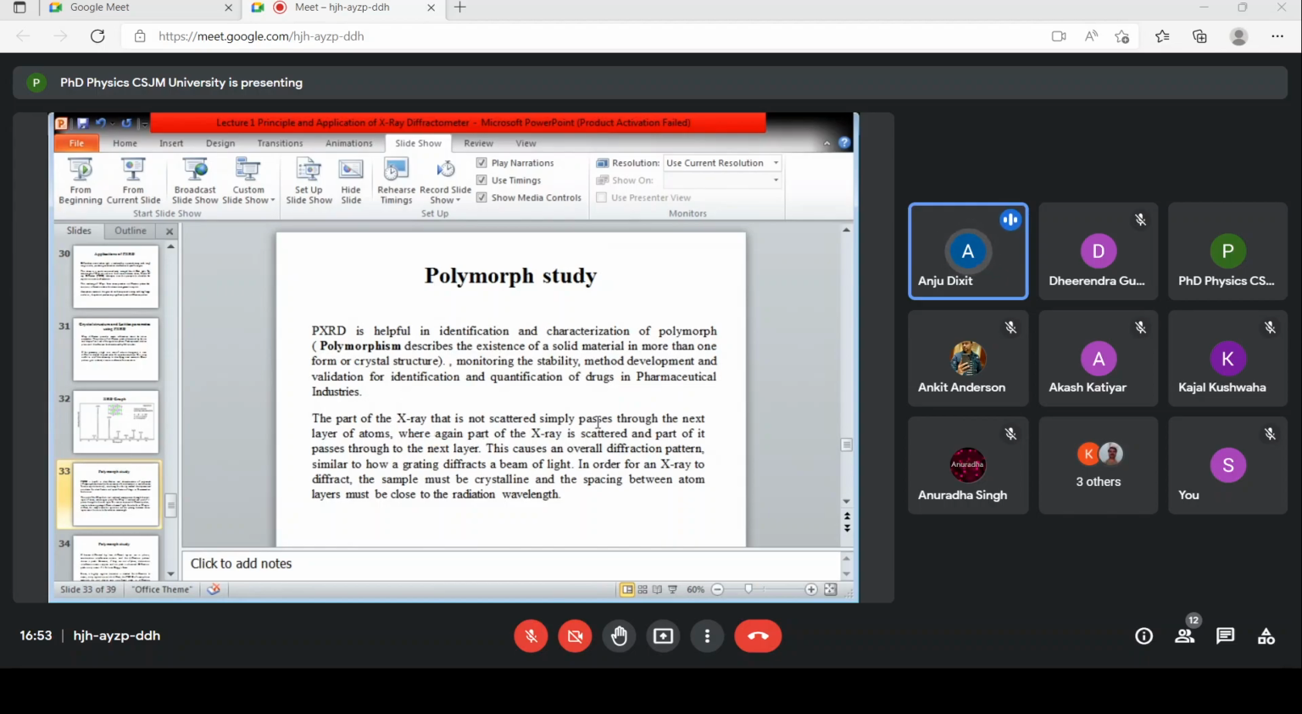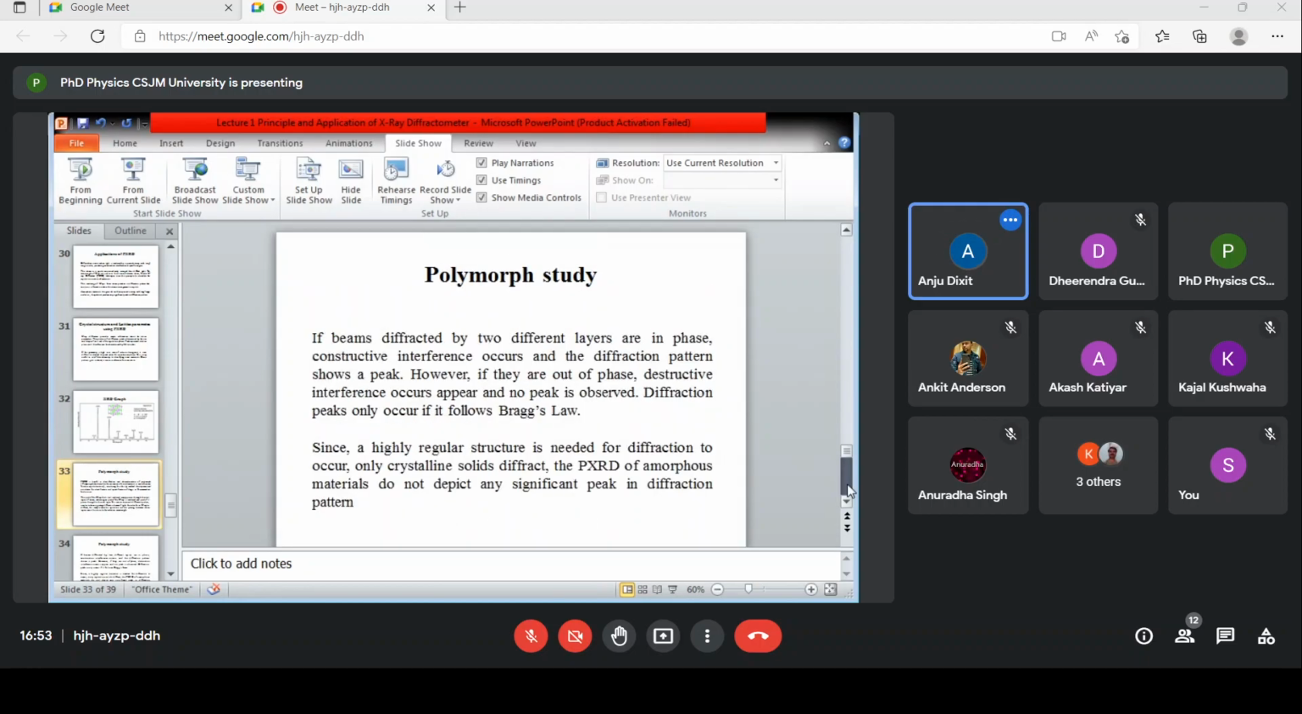The part of the X-ray that is not scattered simply passes through to the next layer of atoms, where again part of the X-ray is scattered, and the rest passes through to the next layer. This causes an overall diffraction pattern, similar to how a grating diffracts a beam of light. In order for an X-ray to diffract, the sample must be crystalline, and the spacing between atoms must be close to the radiation wavelength. When beams diffracted by two different layers are in phase, constructive interference occurs, and the diffraction pattern shows a peak. However, if they are out of phase, destructive interference occurs, so no peak is observed.